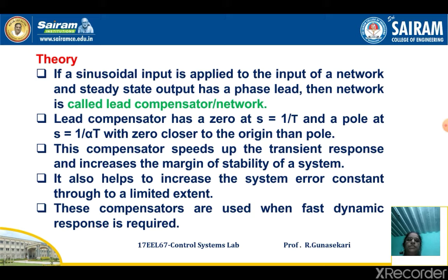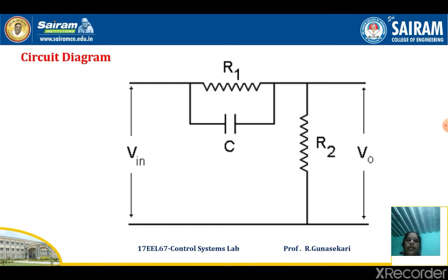This compensator speeds up the transient response and increases the margin of stability of the system. It also helps to increase the system error constant to a limited extent. These compensators are used when fast dynamic response is required. Then the circuit diagram.